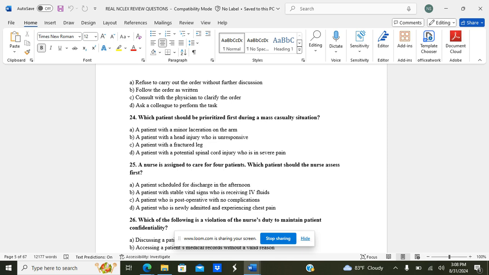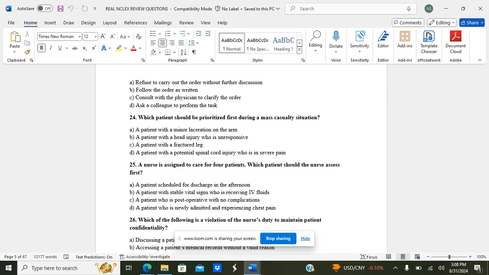A, a patient scheduled for discharge in the afternoon. No. B, a patient with stable vital signs who is receiving IV fluids. No, they already tell you it's stable. C, a patient who is post-operative with no complications. No, don't care about those patients. D, a patient who is newly admitted and experiencing chest pain. Wow, D is the answer.